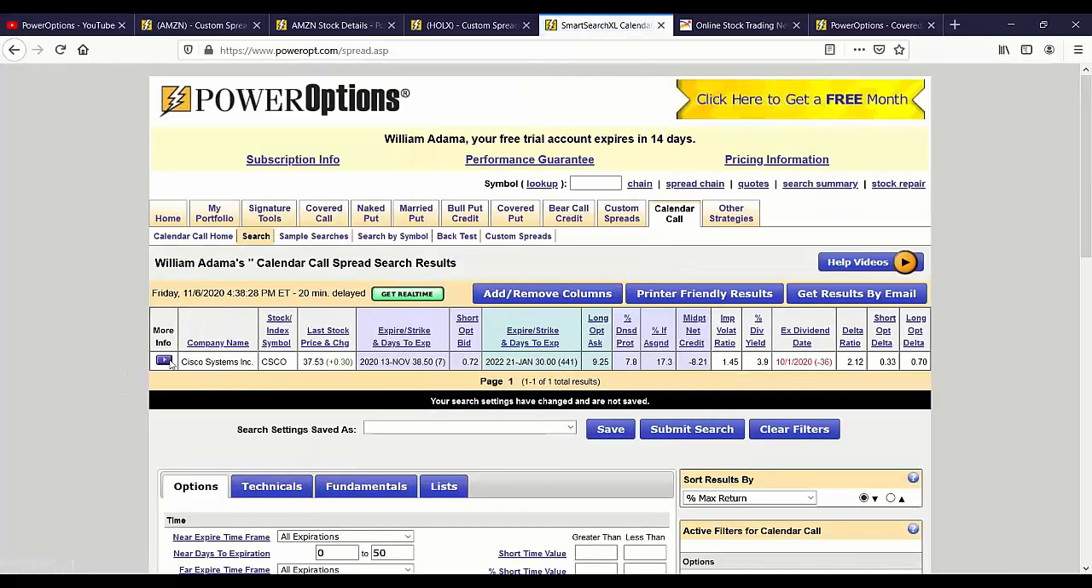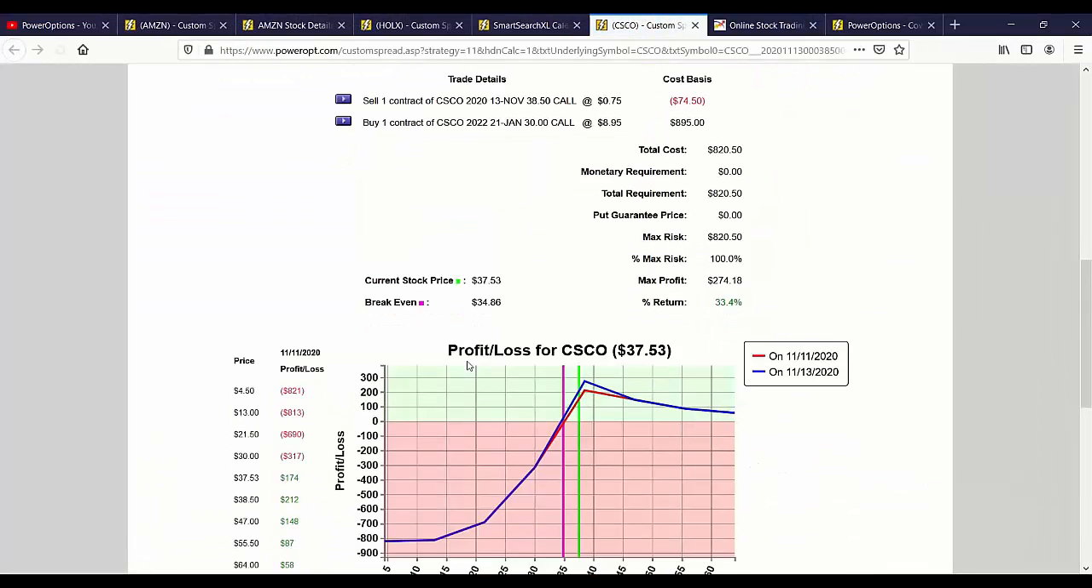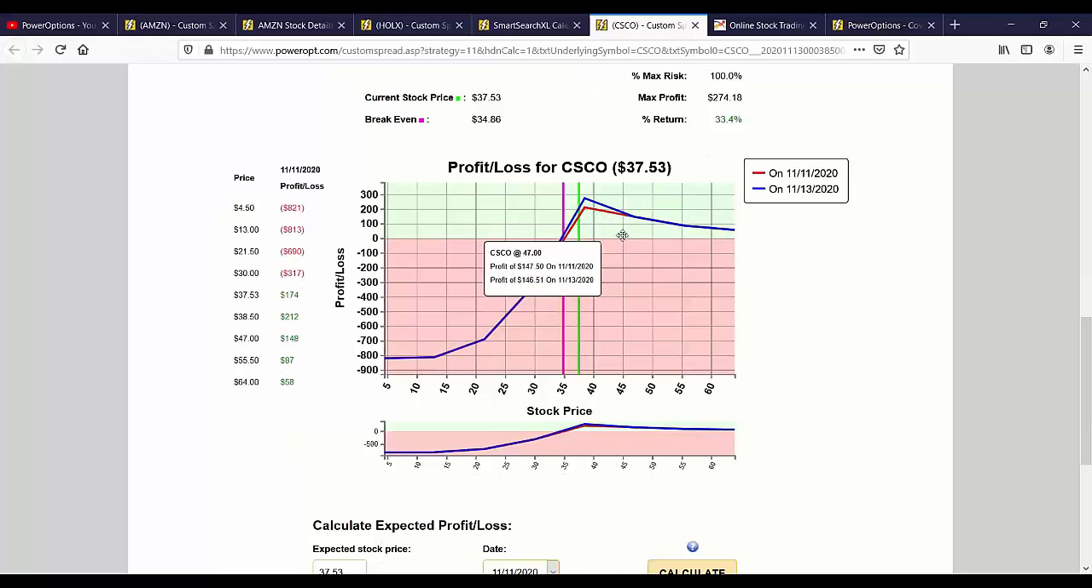Narrowed it down to 1. Cisco, and it's a weekly. But that's fine. Okay, let me show you why I'm doing this. See, even going up almost double, up to 65 from 37, it never goes back into the red because the net debit was less than the difference in strike prices.